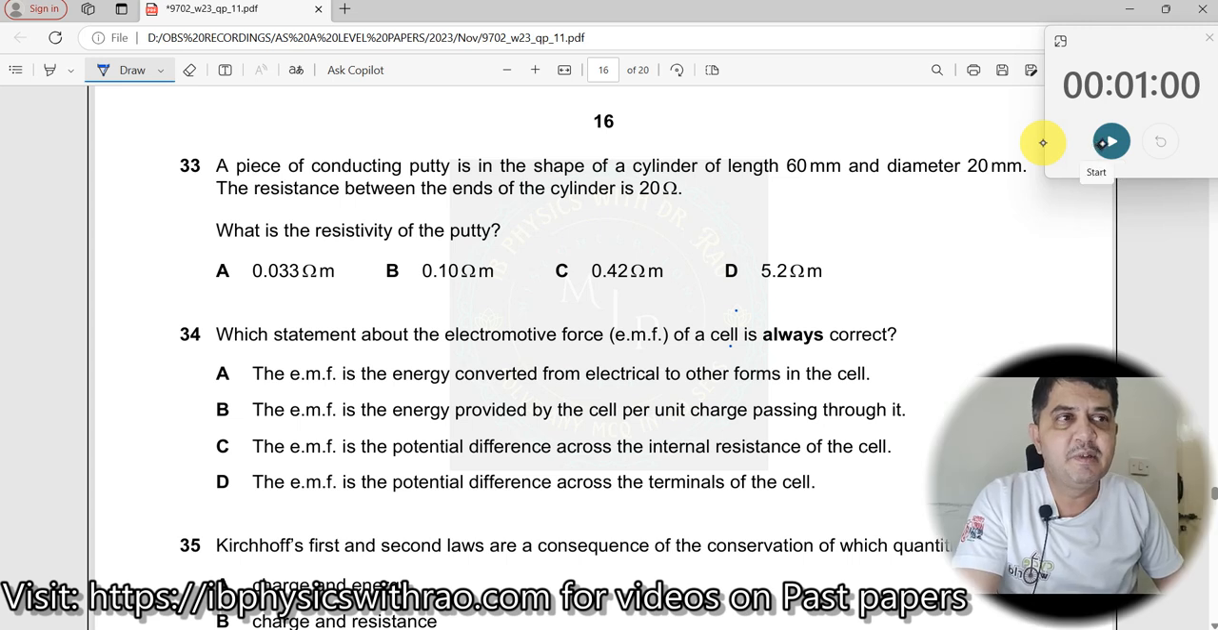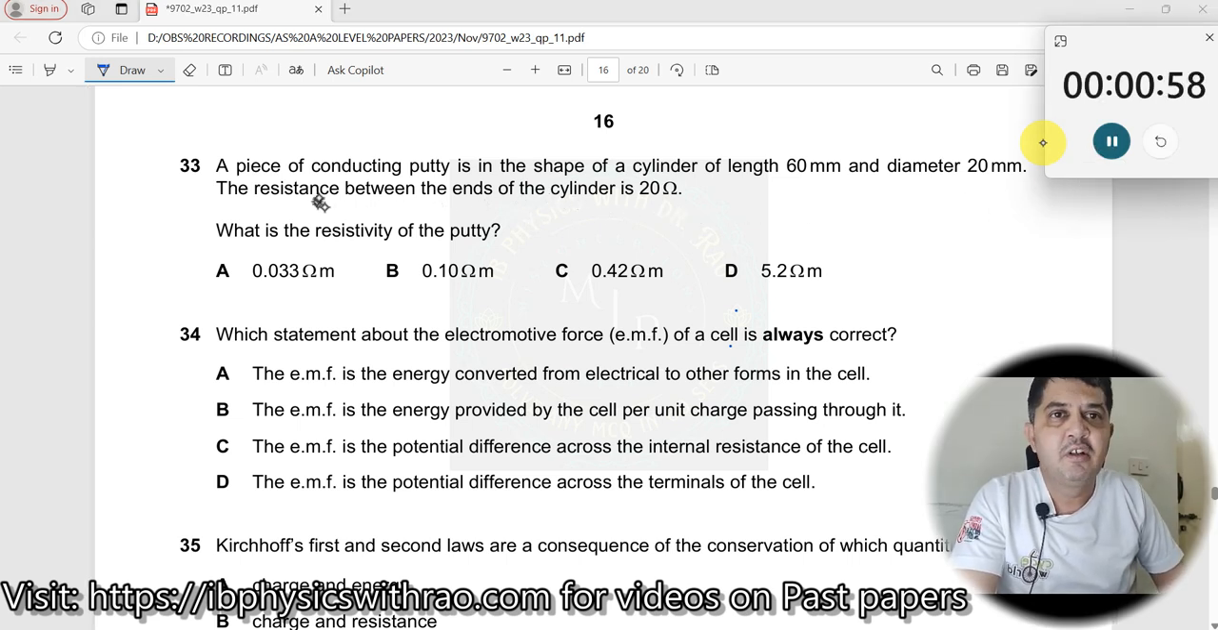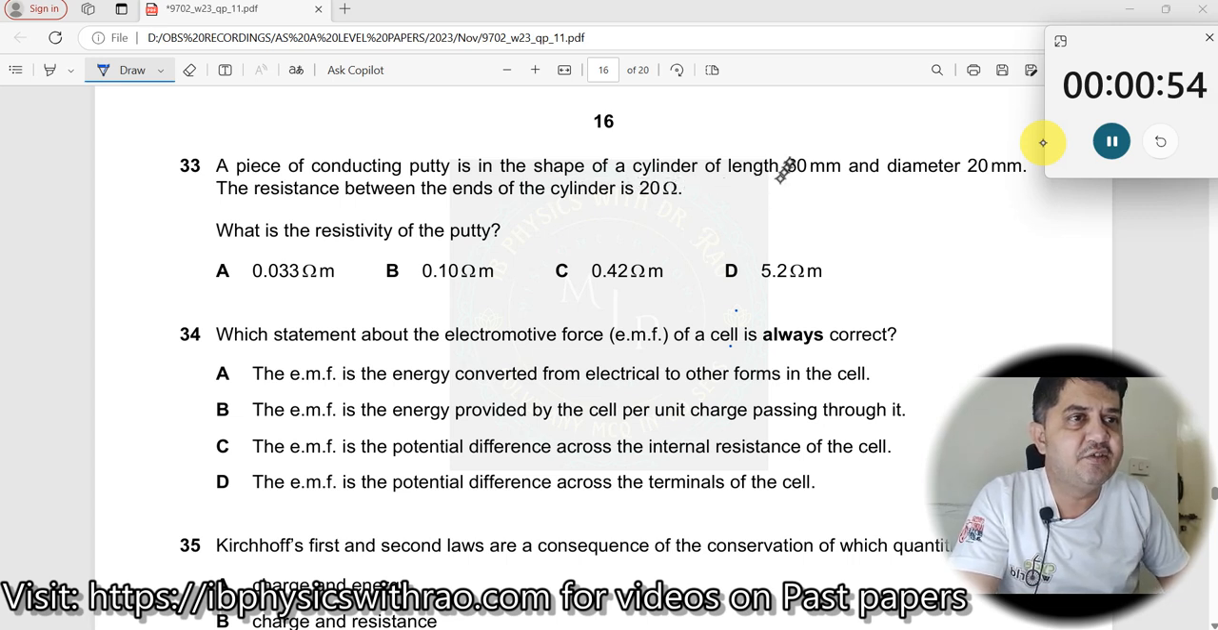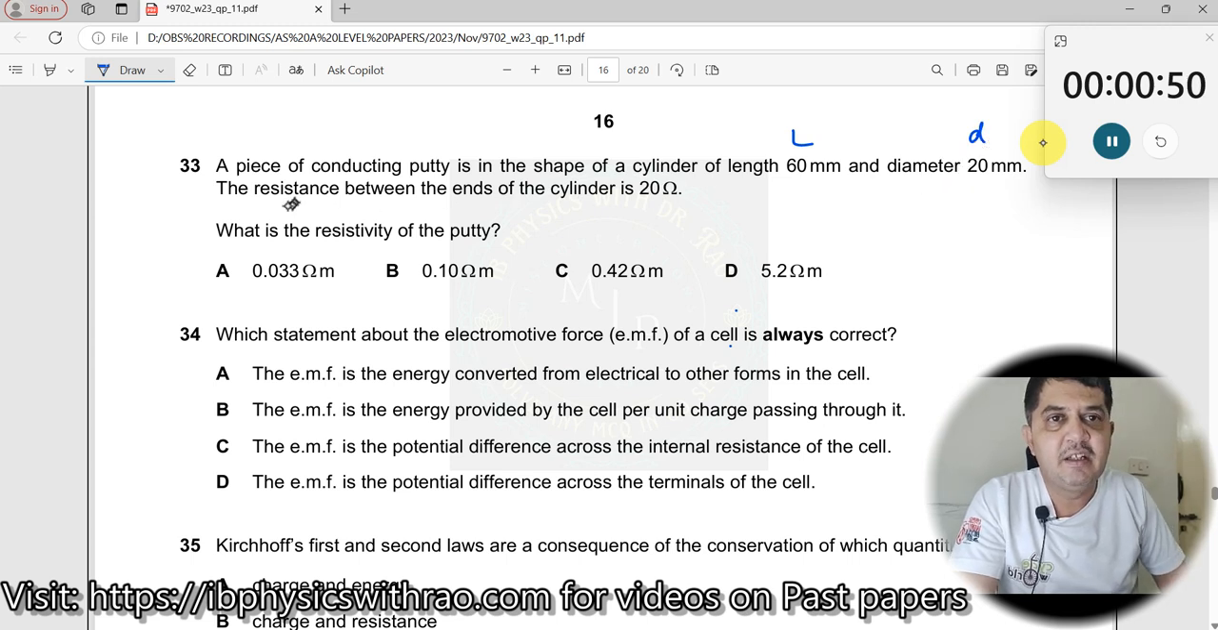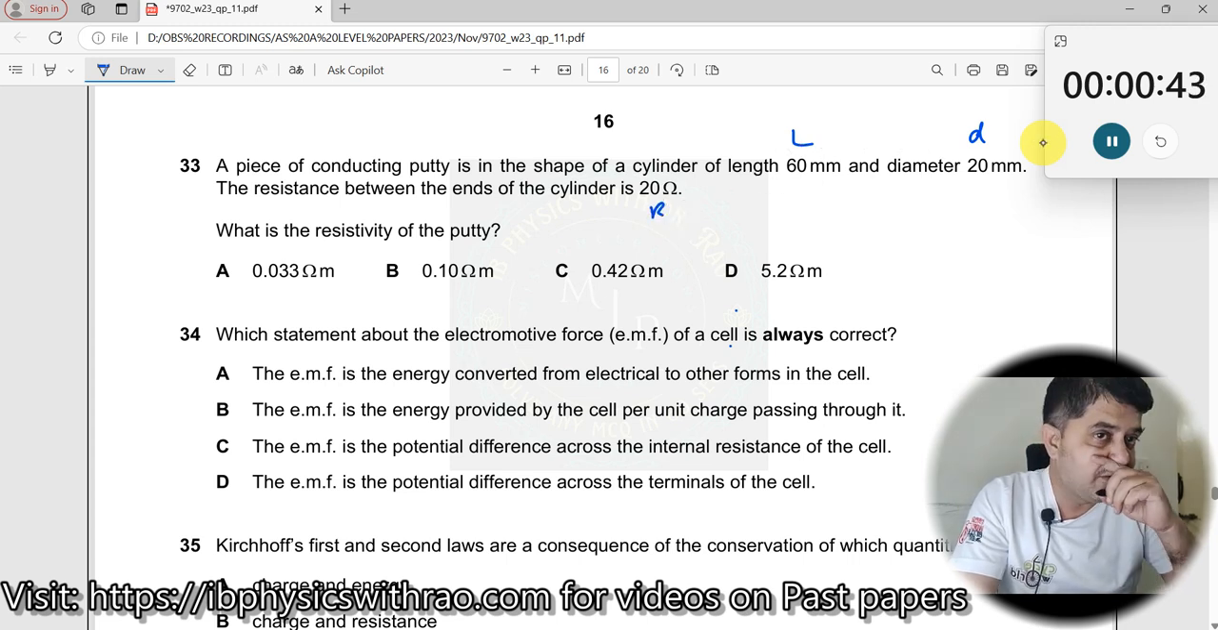Okay, question number 33. A piece of conducting putty is in the shape of a cylinder of length 60 millimeter, diameter d 20 millimeter, and the resistance between the ends of the cylinder is 20 ohms. Okay, R, L and D are given. What is the resistivity of the putty?